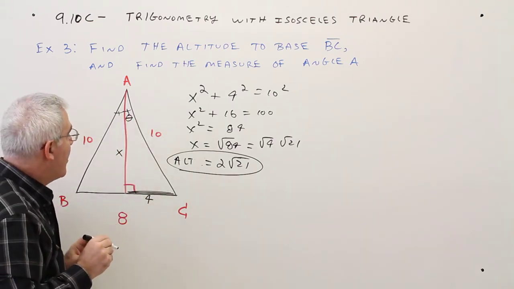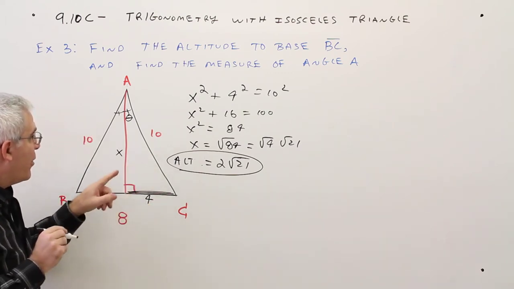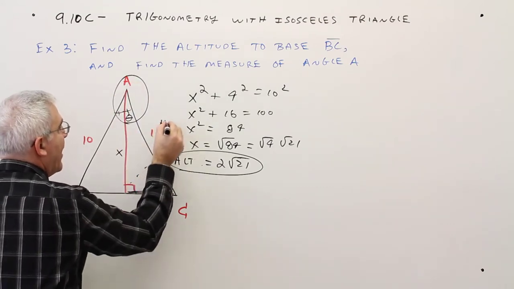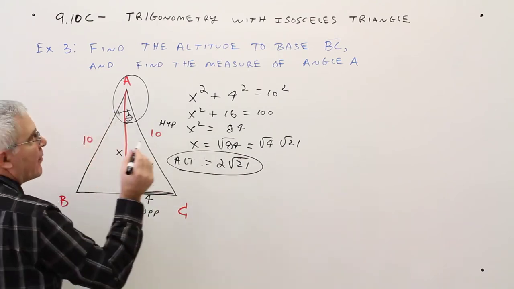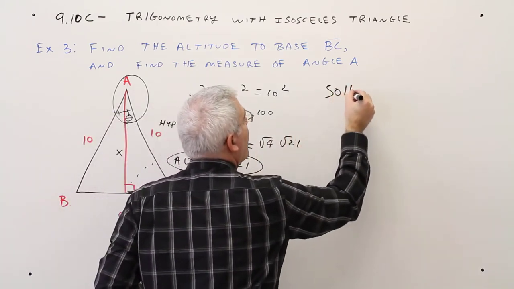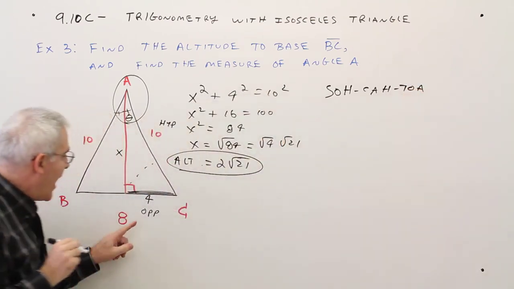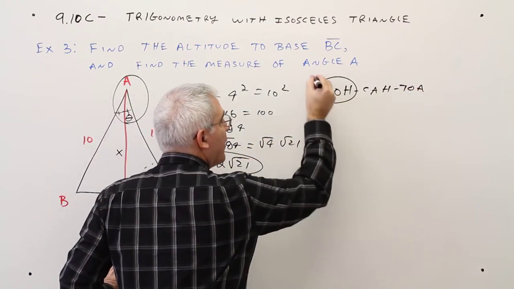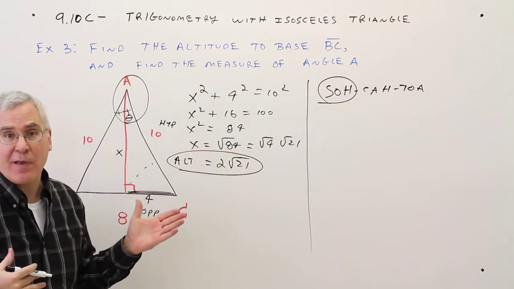All right, so a side I know, a side I know. Let's label this. This is the hypotenuse. This is the opposite. Let me write SOHCAHTOA. So somebody that has an O and an H, that's going to be sine. So that's how I know to use the sine function as opposed to cosine or tangent.